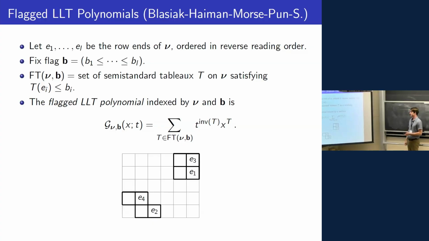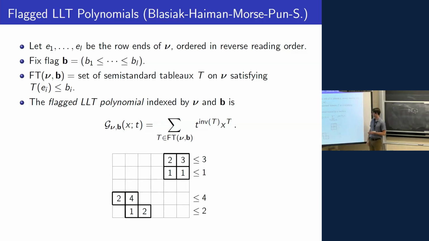And then my set of flagged semi-standard tableaux on this object is just going to be the same rule. So if I fix a flag, like 1, 2, 3, 4, then I just bound the various rows in that order. So my flag was 1, 2, 3, 4, but now I have to bound this row first, then this one, then this one, and then this one. And so I've written those bounds there. And then I just fill it in as a semi-standard Young tableau in the same way and compute the inversion statistics the same way and get out a polynomial. And it's not symmetric.